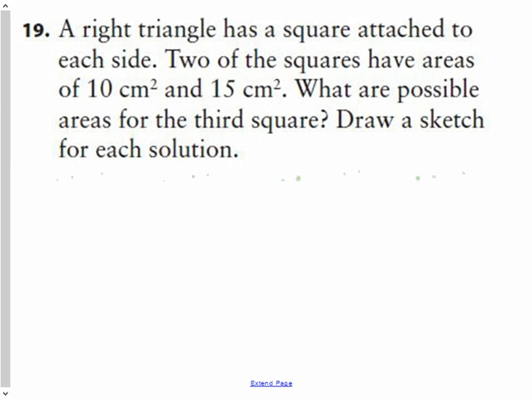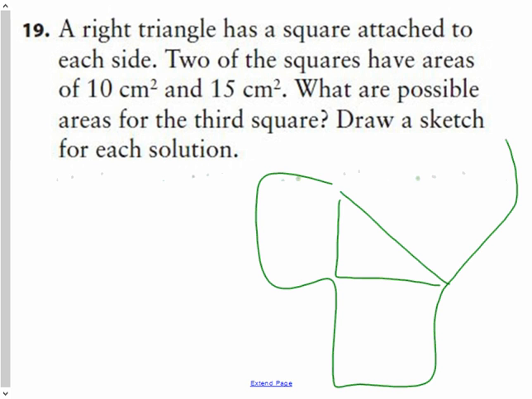And the last question, it says a right triangle has a square attached to each side. Well, I can draw that. That's easy to do. That's more of a circle, but whatever. Two of the squares have areas of 10 centimeters squared. So I'm going to write that in red. 10 centimeters squared. And one of the other squares has an area of 15 centimeters squared. What are the possible areas for the third square?